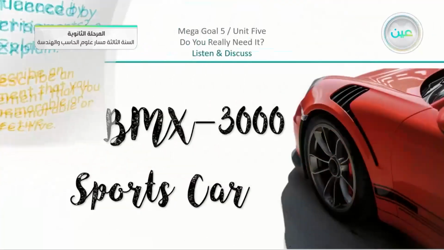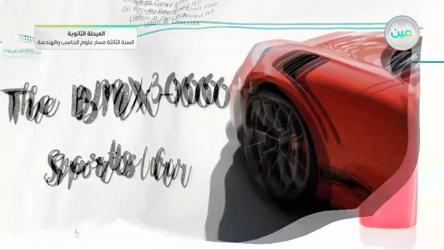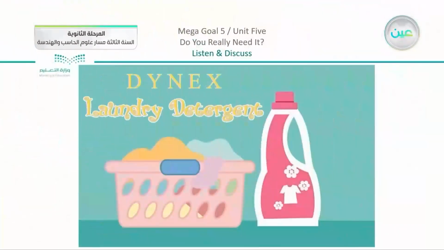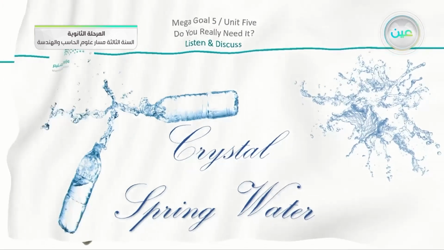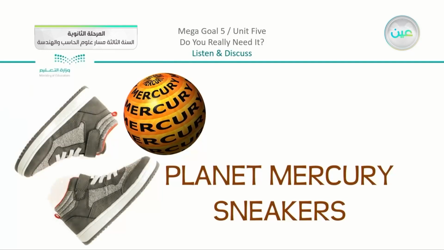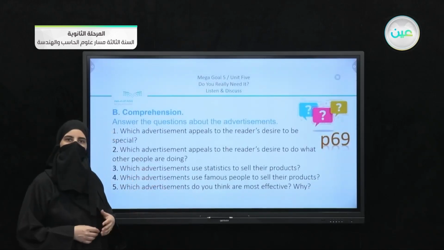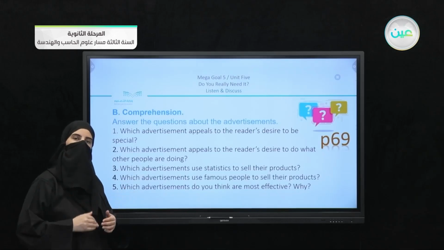Now, we are going to complete with the topic that we had yesterday. So you can see that we have the advertisement about a sports car. We also had an advertisement about a floor shampoo. And also we have something about laundry detergent. The fourth advertisement was about water, crystal water in fact. And the last advertisement was about these sneakers. Now in the book, we do have the discussion questions here on page number 69. They are comprehension questions, and we are going to go by them one by one.